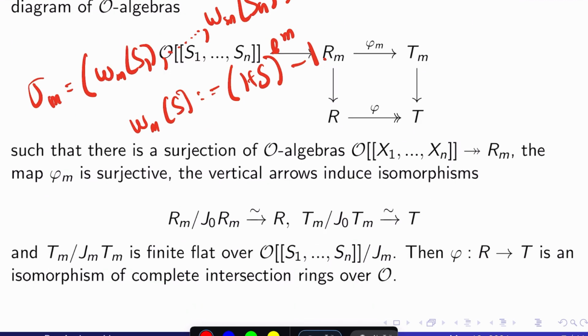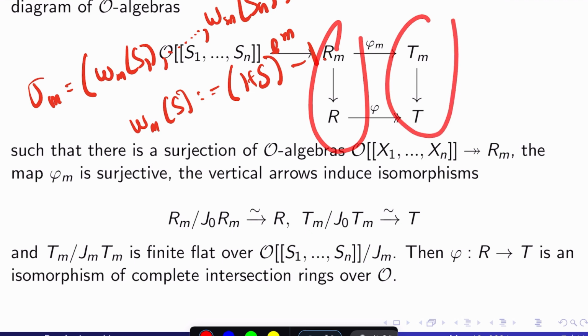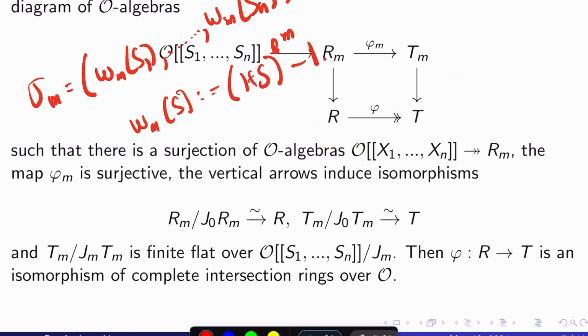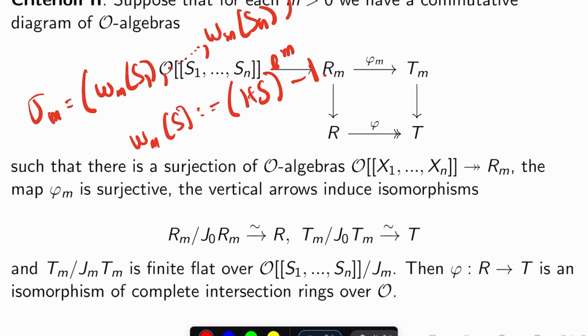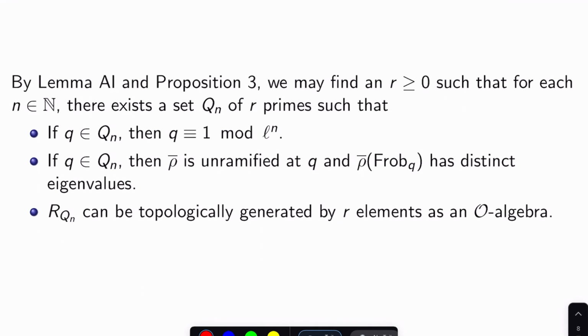So suppose these vertical maps basically induce isomorphisms with kernel J_0. And then also suppose that T_m mod J_m is finite flat over O[[S_1 through S_n]] mod J_m. Then this map, phi from R to T, is an isomorphism of complete intersection rings over O. Okay, so we've already covered all this. So let's get back to the proof.